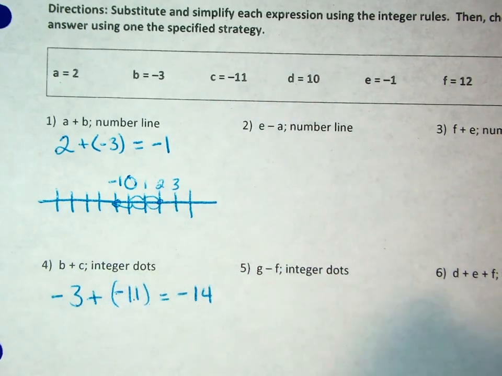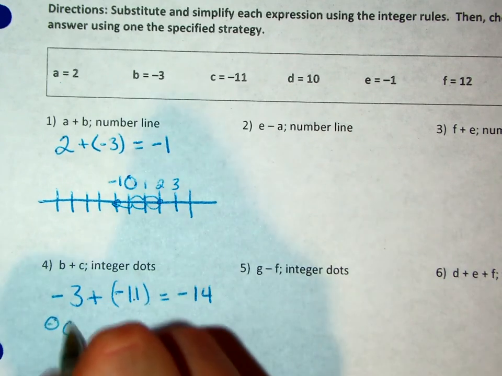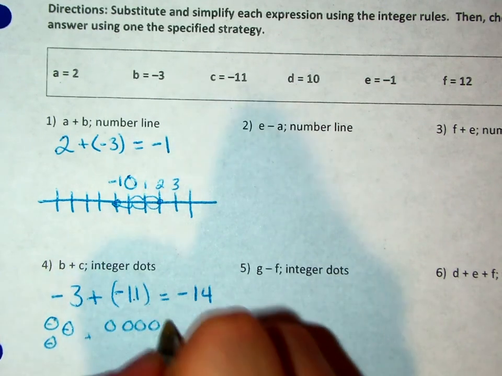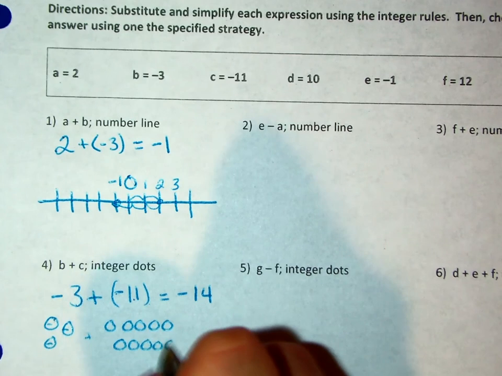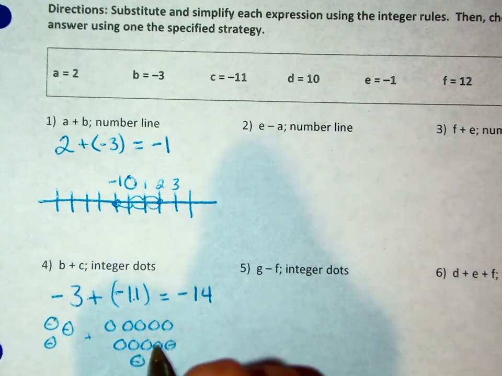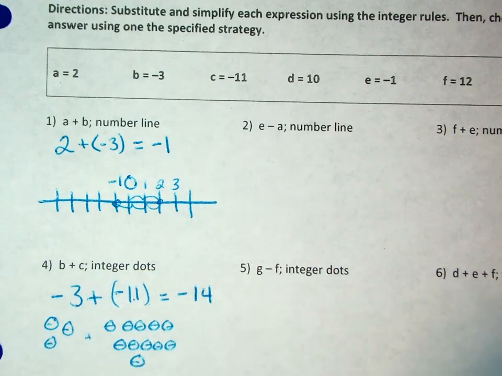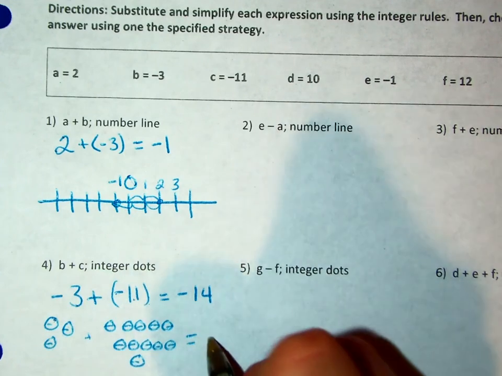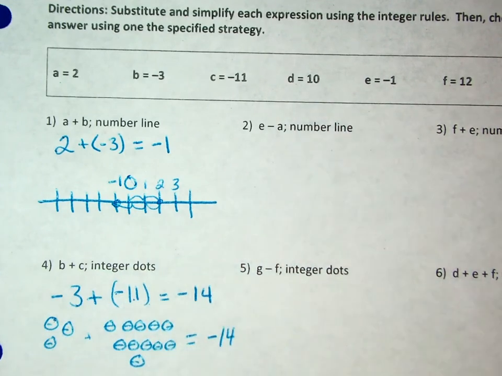I can represent this with integer chips or dots by saying 3 negative chips plus 11 negative chips. Since I don't have any positive chips in this particular expression, all of my chips are negative, so the combination of all of those chips will represent the solution. So I have 14 negative chips, so my solution again is -14. Checks.